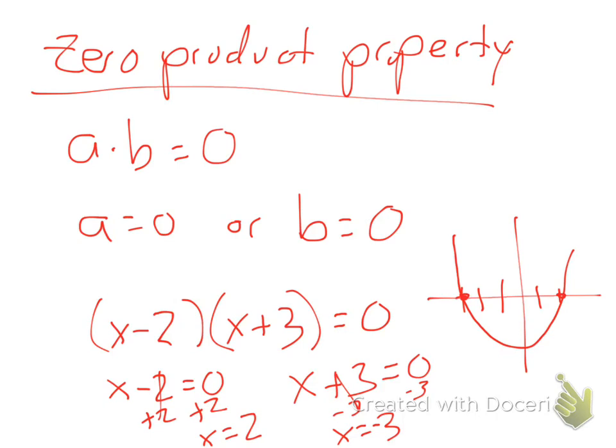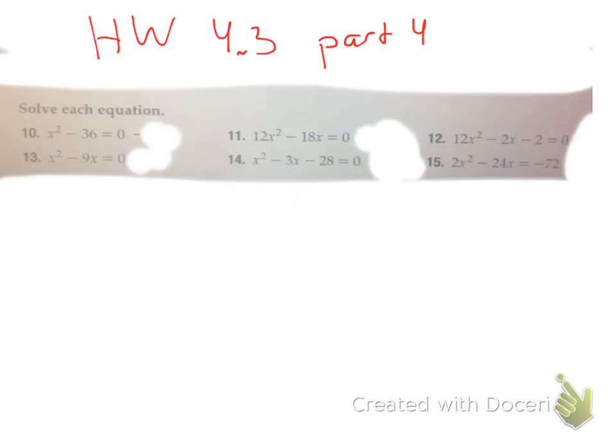So for your homework, we're going to go through that same factoring process, but then I'm going to have you go one step further and find the actual x value that makes it 0. So here's your homework for part 4. I want you to factor each one of these and then solve it, which means find the values of x that make it true.